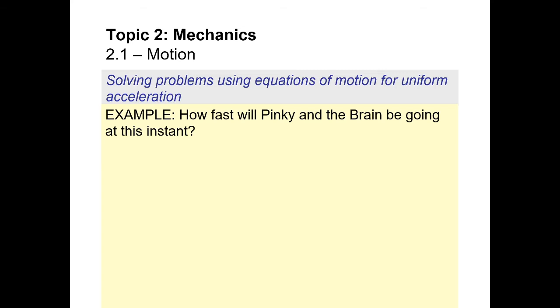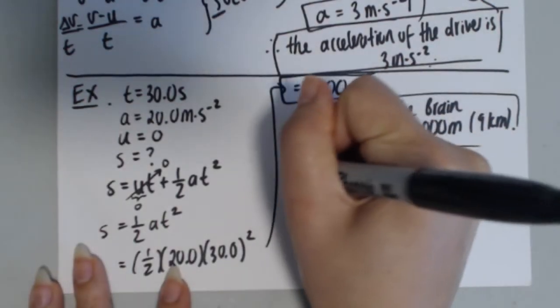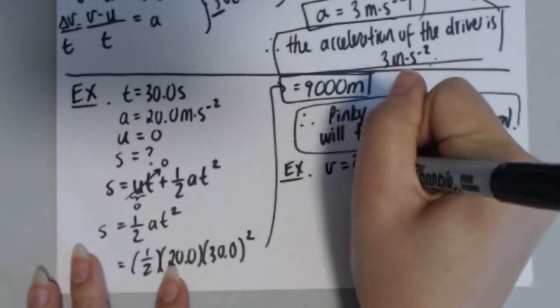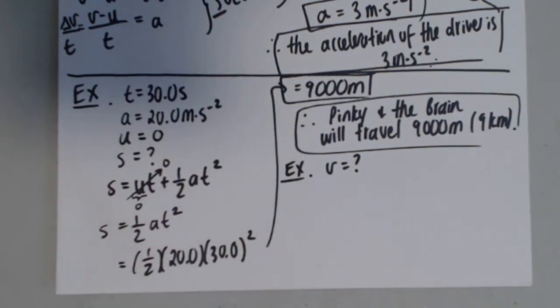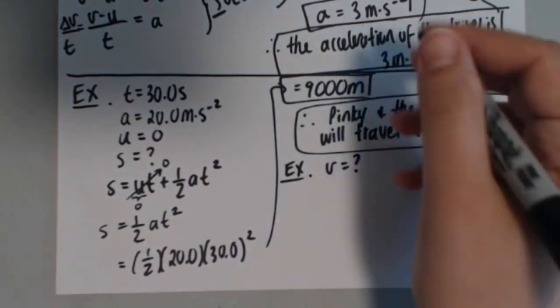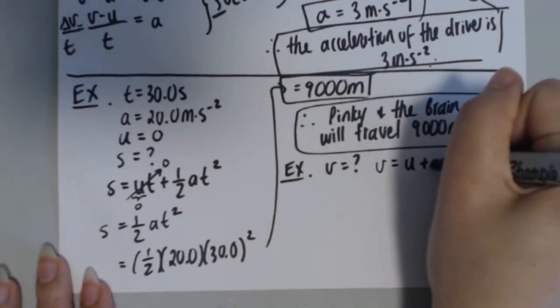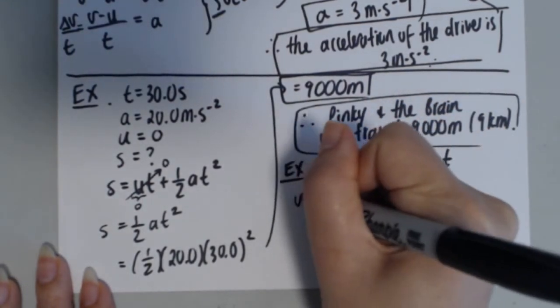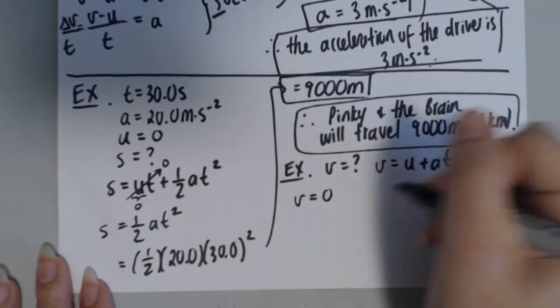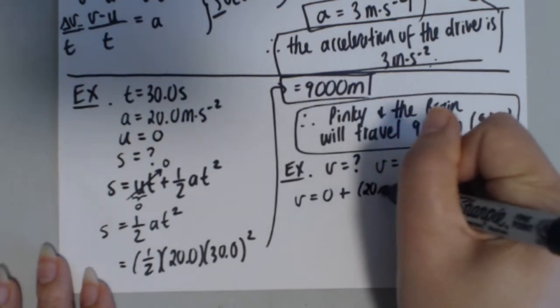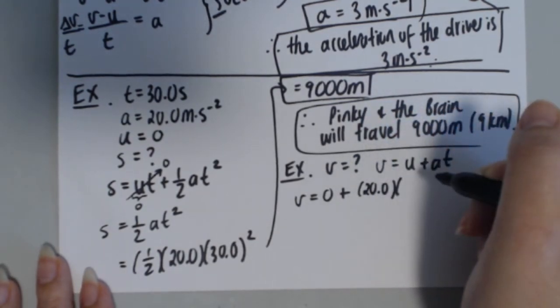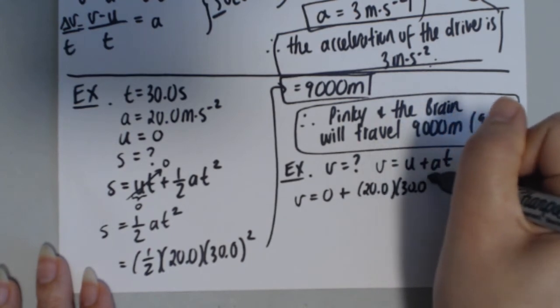Okay, next, how fast will Pinky and the Brain be going at this instant? Go back to the page. At this instant, so that means now I'm looking for V. So I have T, A, U, and S. I need to find V. Well, now I can use that first formula that I had, right? V is equal to U plus AT. So here we go. V is equal to 0. I don't even need to write that. I could have just taken it out from the formula. 0 plus 20 times T, which is 30 seconds.